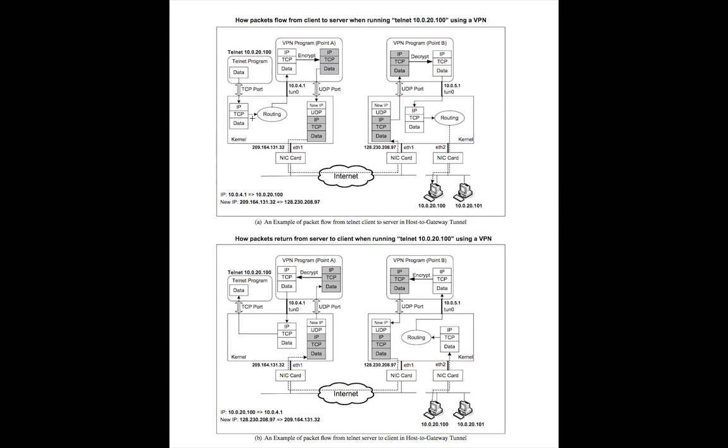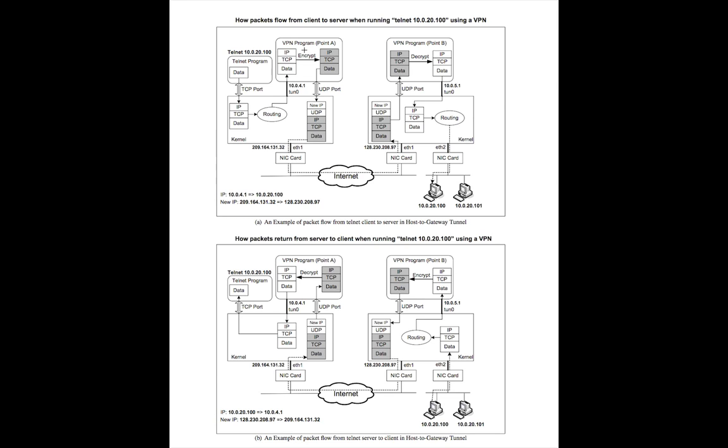Once in the kernel, it's going to look at its routing tables and then append an IP header and a TCP header. Since the IP address that Telnet is requesting to send to is in the subnet of Gateway B, it's going to send this packet through our virtual network interface. Then once the packet is up here in our virtual network interface, the VPN program is going to take the entire packet, headers and all, and encrypt it.